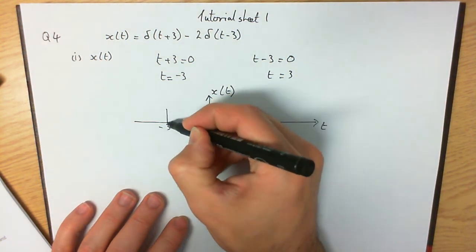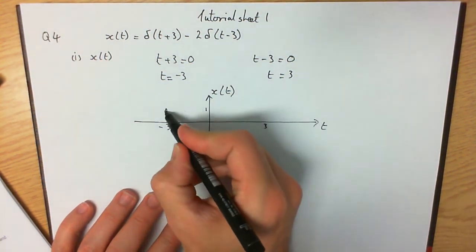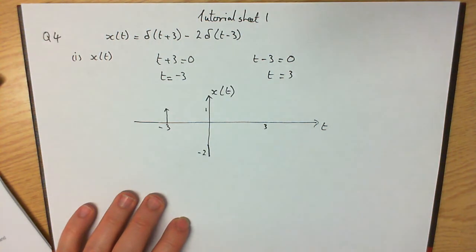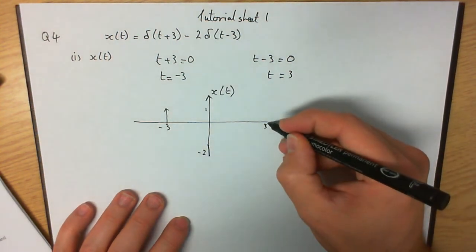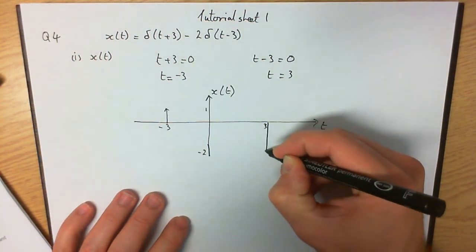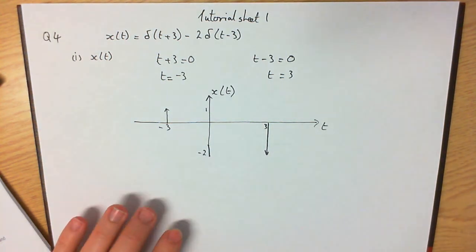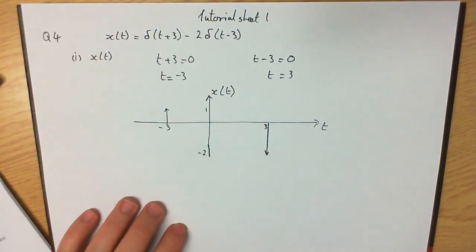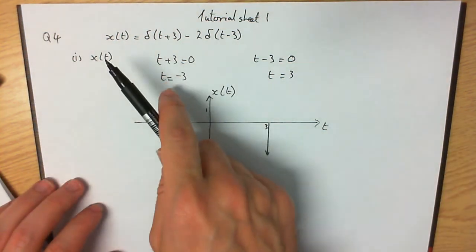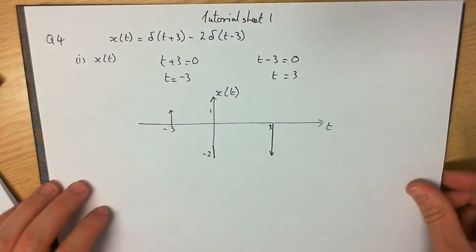So as we always do with an impulse, we draw that with an arrow. So that's a positive arrow. And at this time t equals 3, we have a negative arrow at minus 2. So that's how we sort out part 1, just drawing x of t.